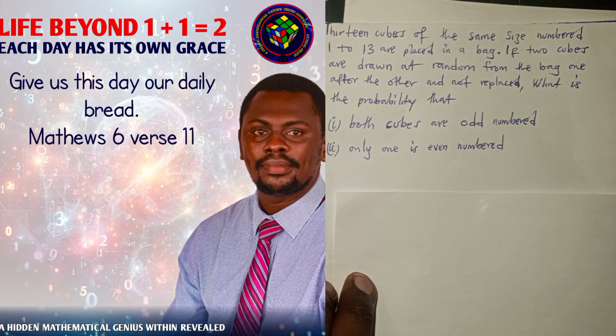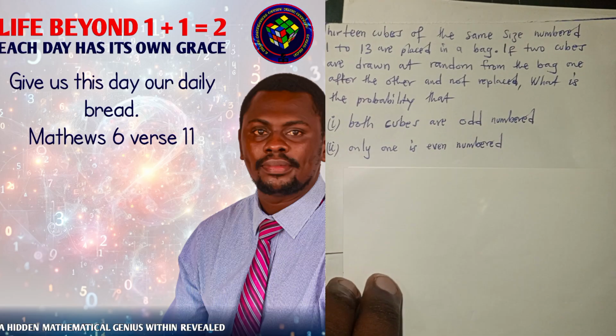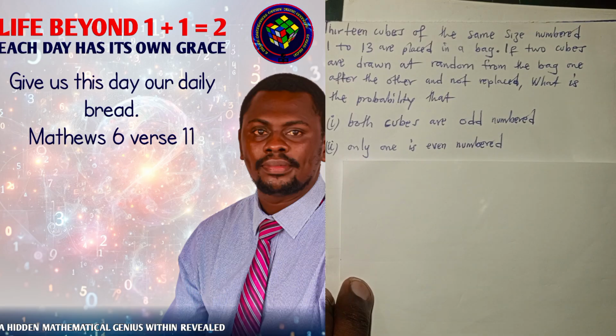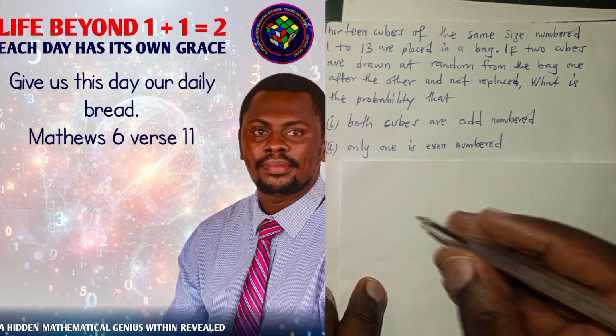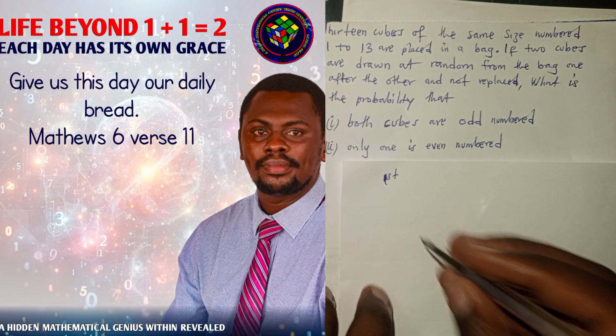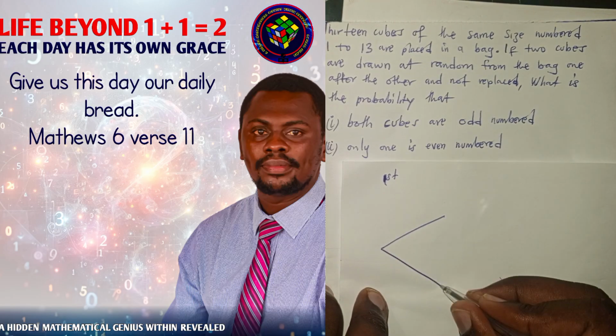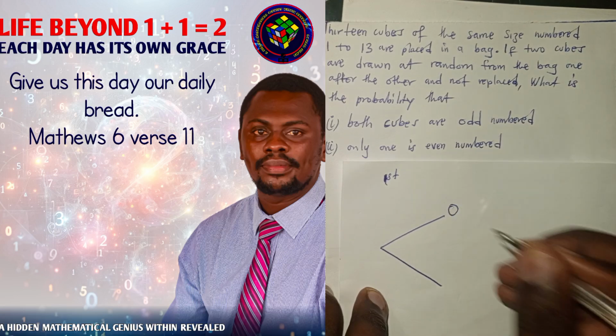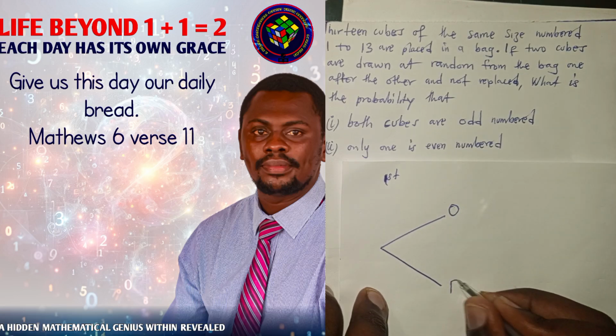So this tree diagram has two types of numbers. We have odd numbers and even numbers. Okay, so we have our first trial there, or first pick. We're supposed to have odd numbers, let's put all there, and even numbers.